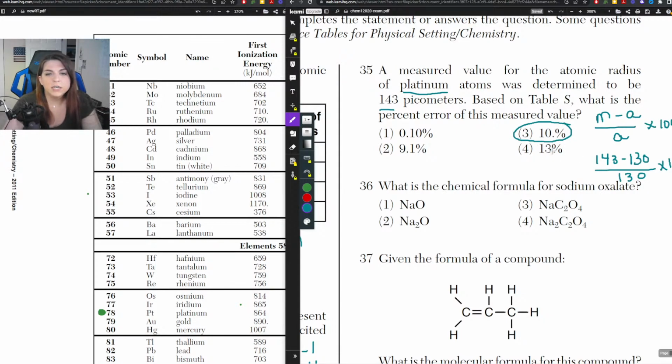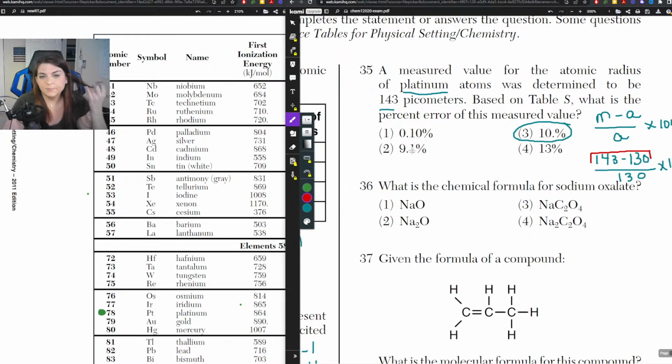Okay, so that 13 is the wrong answer, and that wrong answer is going to come from some kid just subtracting those two numbers. The 0.10 is for the kid who forgets to multiply by 100. And the 9.1 is probably putting the wrong number in the denominator. So just be careful with that.